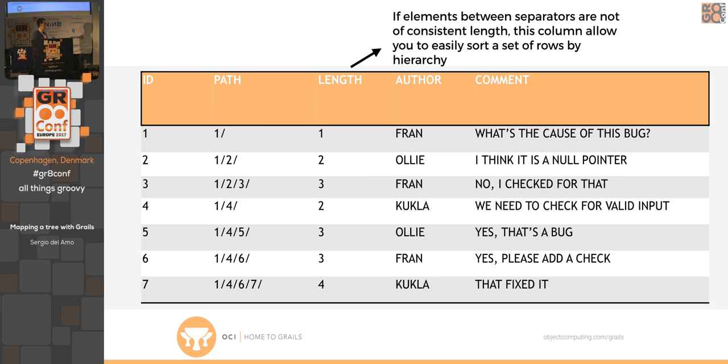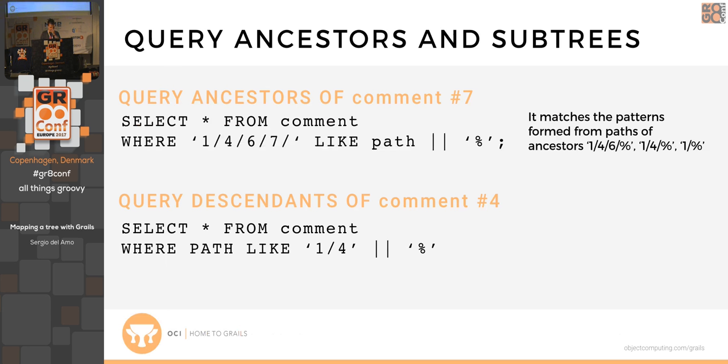If the values between the delimiters don't have a fixed length, like for example, I am storing the primary key, so the moment I have a primary key of 10, the values in between are not going to have the same length. So what you can do is create a column named length where you store the count of the ancestors. It will make your life easier to do queries against the tree.